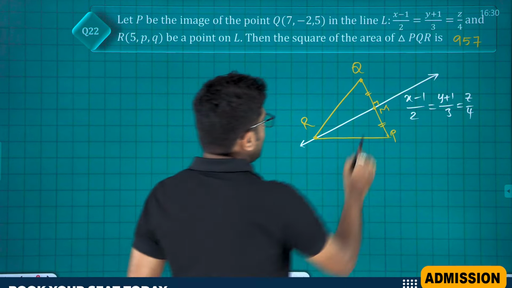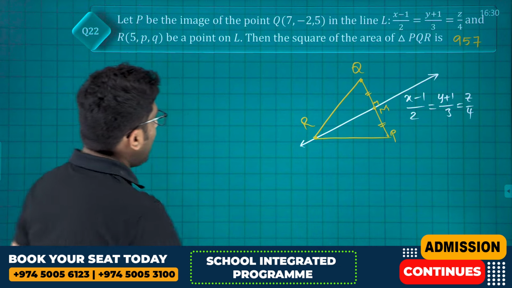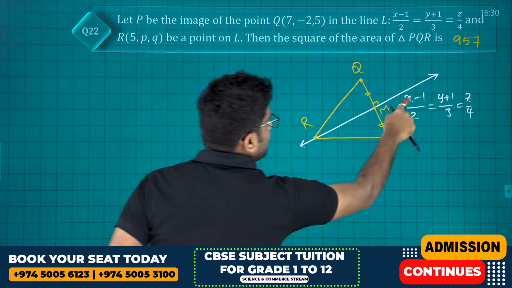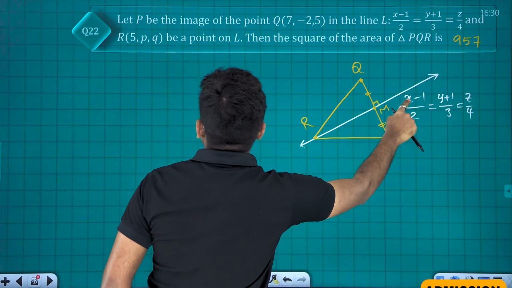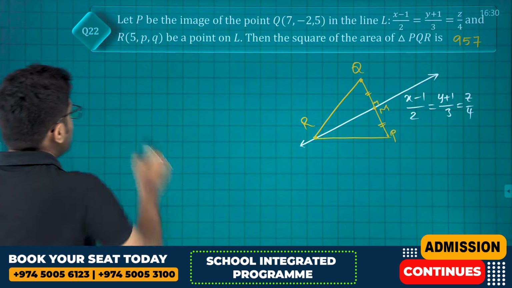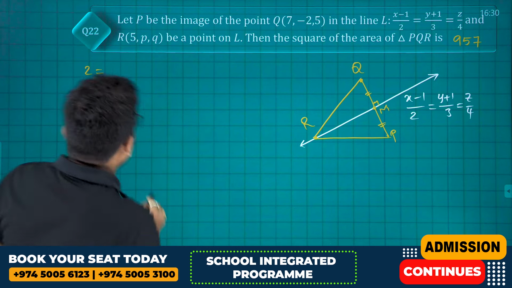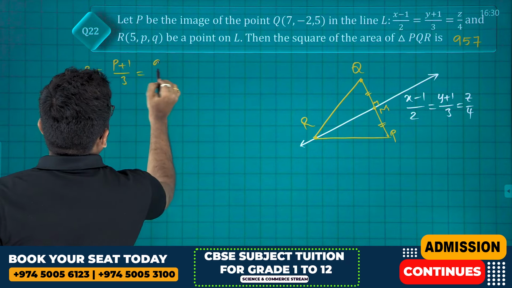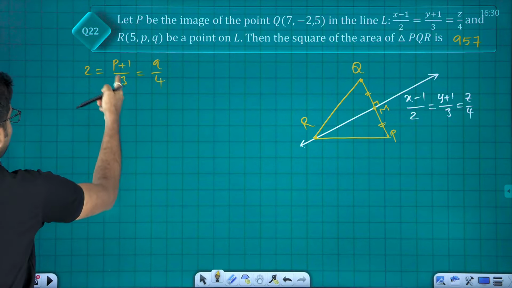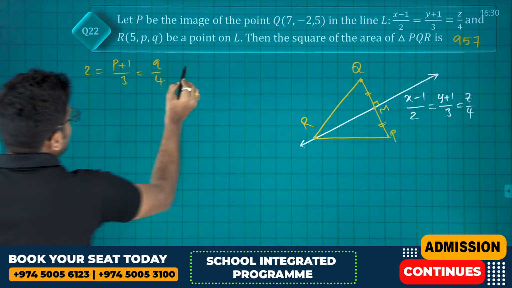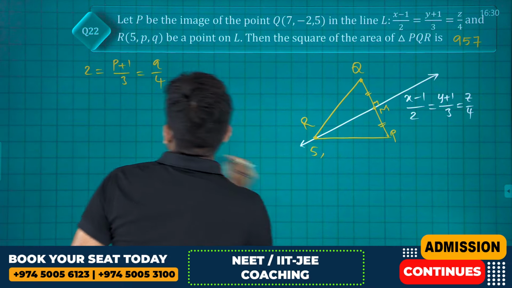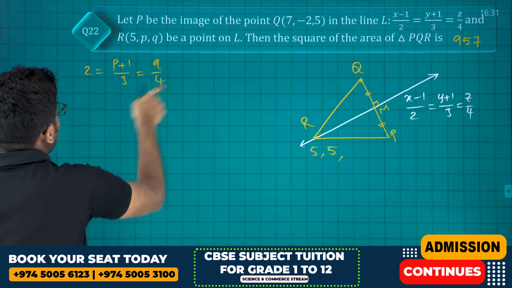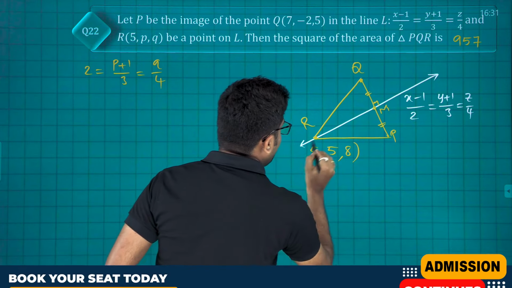Simple. First, we'll get R. What is R? R is a point lying on this line, no? So put R's coordinates on this line. In place of x, 5 minus 1, 4. 4 by 2 is 2, equal to (y plus 1) by 3, equal to z by 4. So y plus 1 is 6, minus 1. So R will be now 2 threes are 6, minus 1, 5, and z will be 8. So we have got R.